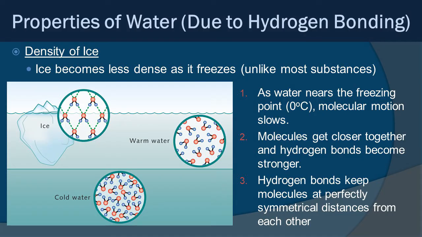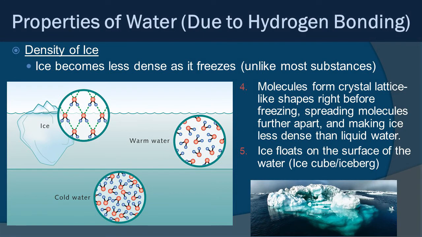As water nears the freezing point, which is 0 degrees Celsius, molecular motion slows. The molecules get closer and closer together, and then hydrogen bonds become stronger. Hydrogen bonds keep molecules at a perfect symmetrical distance from each other. Now, right before freezing, the molecules form a crystal lattice-like structure, and that essentially spaces the molecules farther apart, making ice less dense than liquid water.